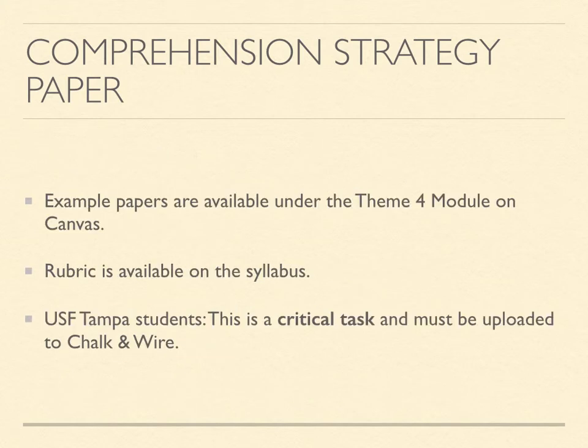And then just a few other notes on that comprehension strategy paper. There are 2 example papers available under Theme 4. They have relatively similar structures to them, but I think that they are different enough to show you that you can approach this in a couple different ways. There's not a formula for completing this paper. The rubric is available on the syllabus, and then for USF Tampa students, this is a critical task. It must be uploaded to Chalk and Wire. So please upload that at the same time that you upload it to Canvas.